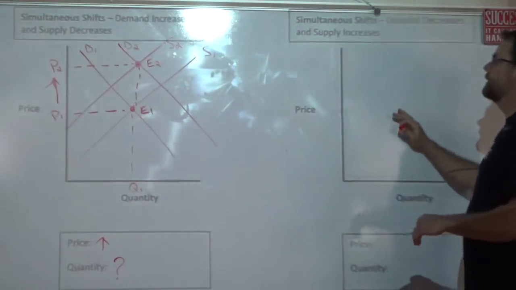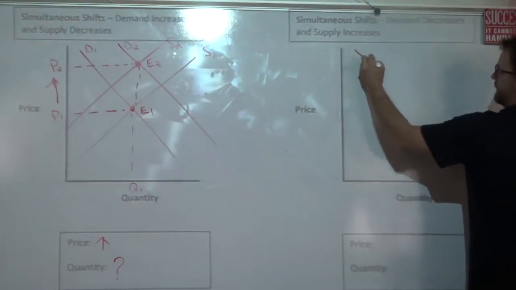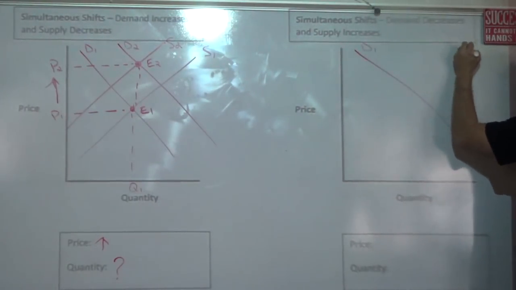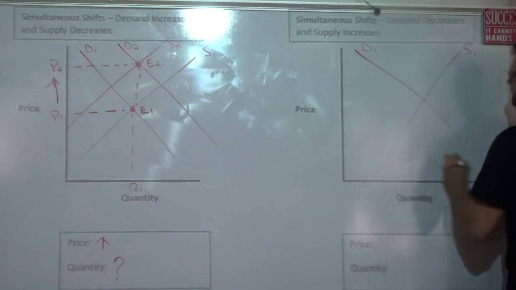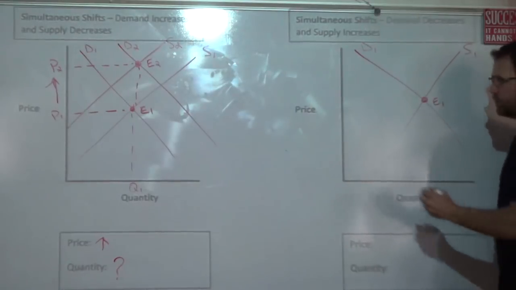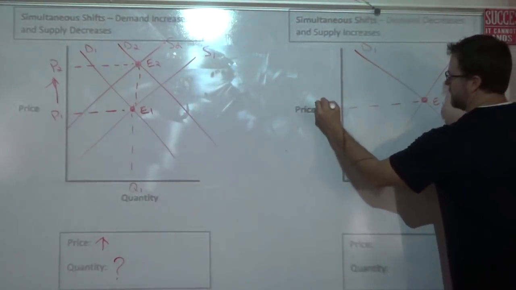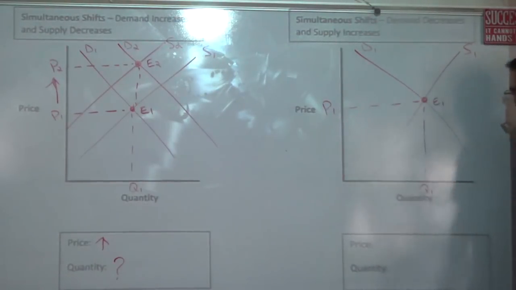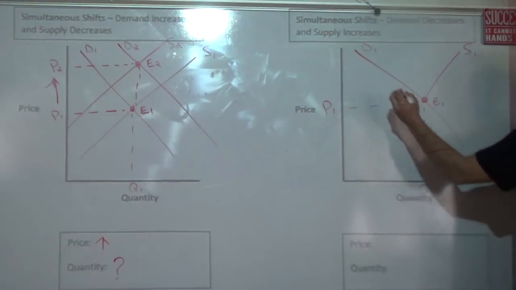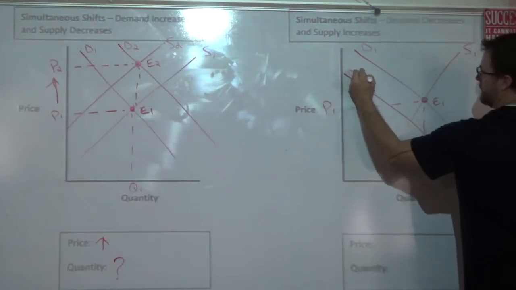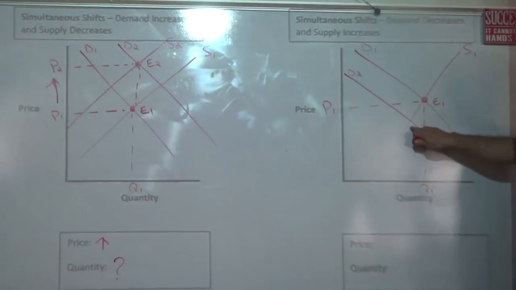Okay, so let's do the second one here. Another simultaneous shift. Again, we got our demand curve 1, supply curve 1, equilibrium 1, price, and quantity. Okay? This time we see it's going to be a demand decrease, so it's going to shift to the left. This is D2. Now again, remember, we got two curves shifting.